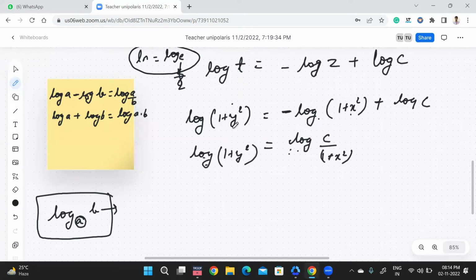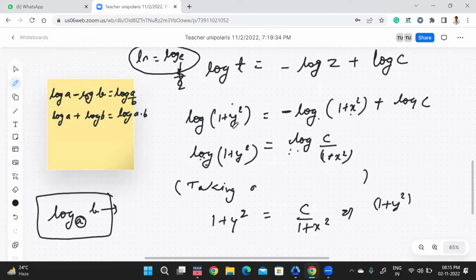Now we have log on both sides. So we can't just cancel this log, because log never cancels out. What you do here is you take anti-log. Whenever you have to write some words in the exam, what you'll write is taking anti-log on both sides. So you get 1 plus y square equals c by 1 plus x square. So this can be written as 1 plus y square times 1 plus x square is equal to c. So this is the answer for this problem.